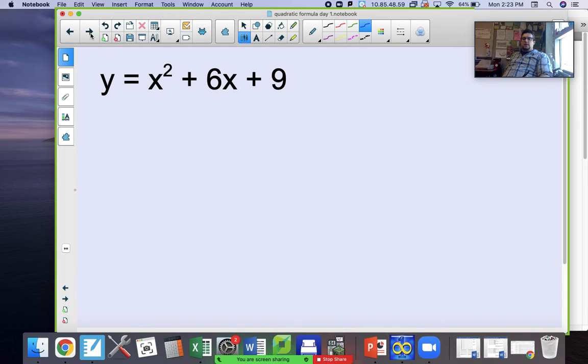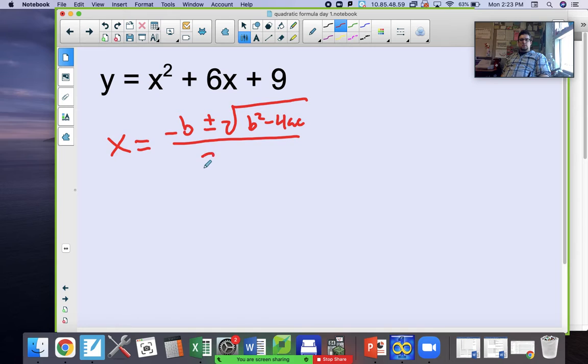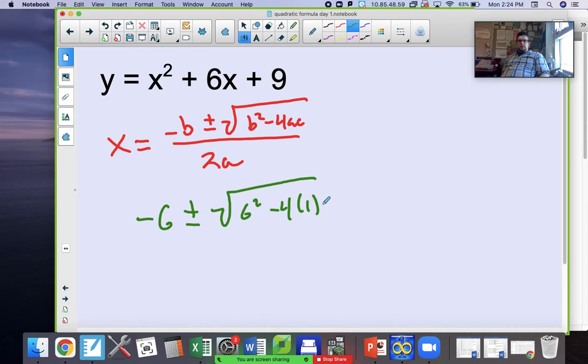So let's take a look at one that looks like this. This one ends up being a double root, I'll tell you off the bat. Let's see what those look like. So we've got x is equal to negative b plus or minus the square root of b squared minus 4ac all over 2a. We plug it in, so we get negative 6 plus or minus the square root of 6 squared minus 4 times 1 times 9 all over 2 times 1.